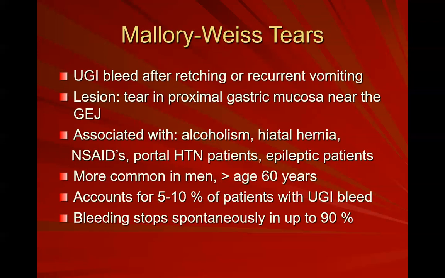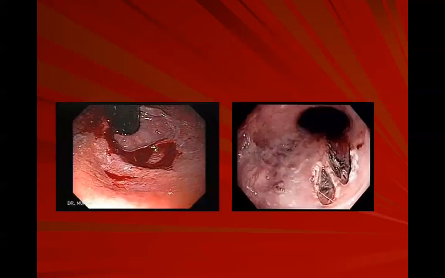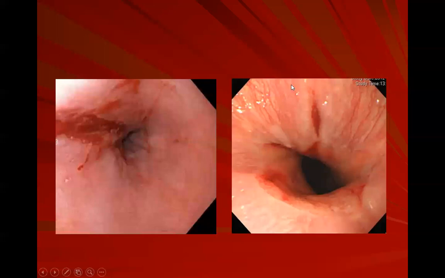So the bleeding would stop spontaneously, as with peptic ulcer disease and the bleeding from the varices. So these are the endoscopic images of the Mallory-Weiss tear, and you can appreciate that there is a tear in the mucosa and the submucosa. And these are the longitudinal tears that we talked about.